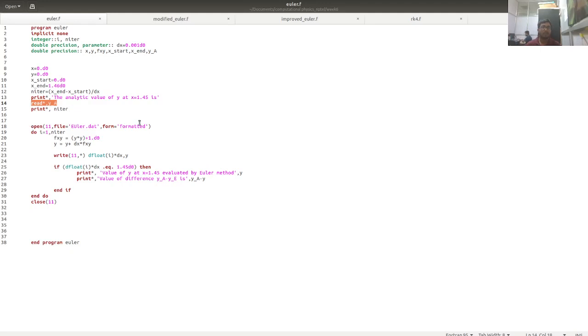Then we are opening a file in which we are going to store the values we get for x and its corresponding y. So how can it be calculated?